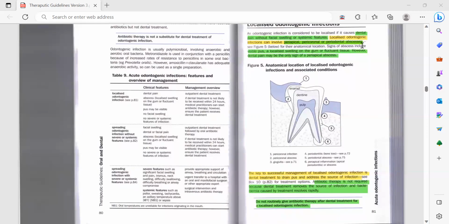Okay, signs of abscess include visible pus, and localized swelling on the gum or fluctuant tissue. However, dental pain may be the only sign of a periapical abscess.